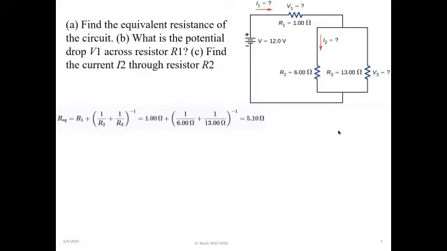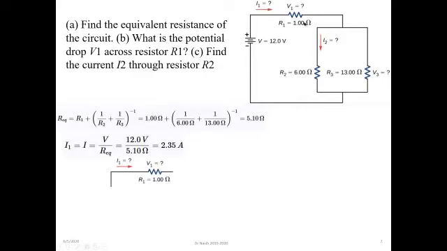And when we want to find out the potential drop, first of all, we need to find out the total current, which is equal to I1. To do so, we have to divide the net potential difference by the equivalent resistance, which means the current passing through this resistor is 2.35 amps. This is the result of I1, or the net current.